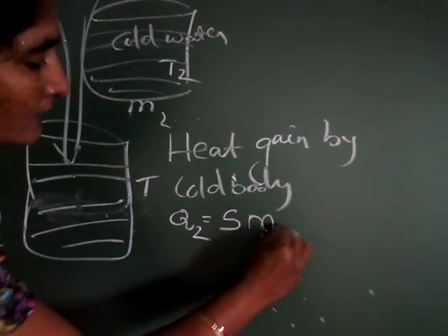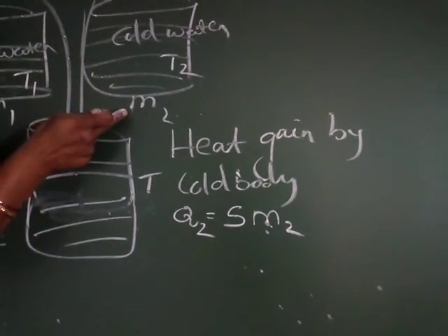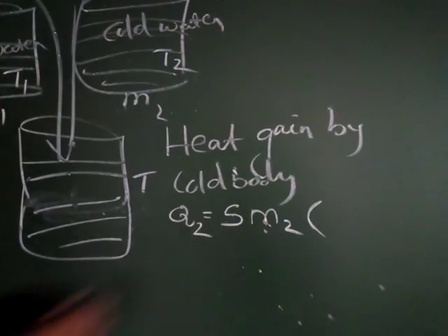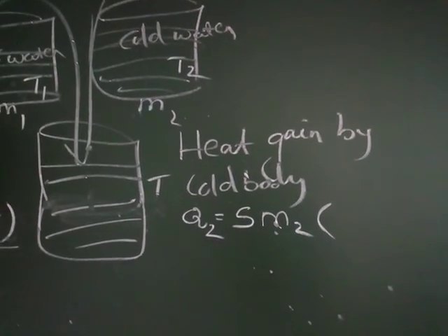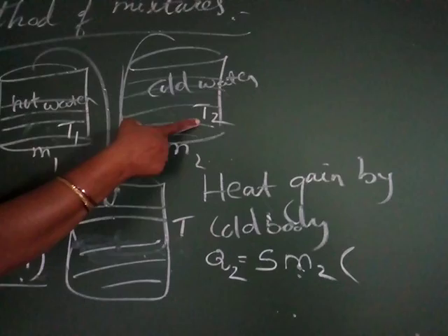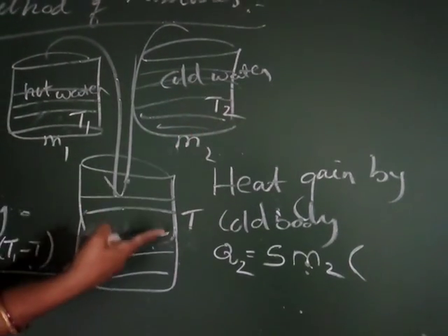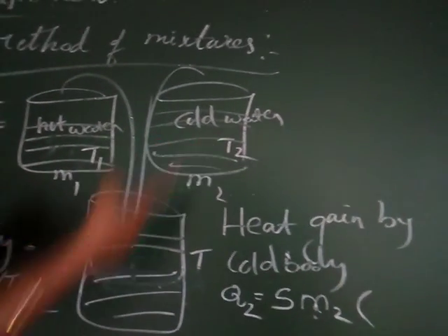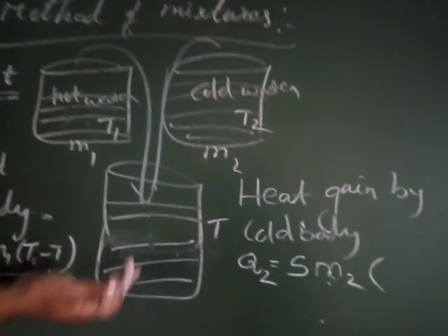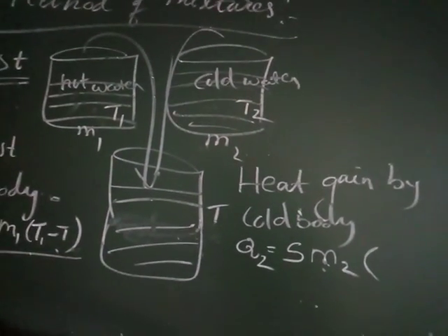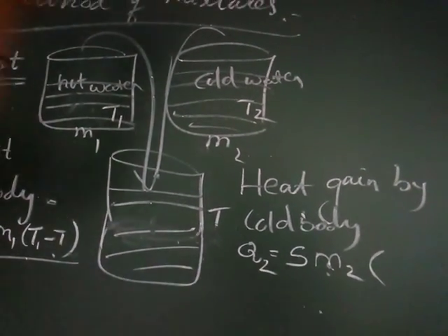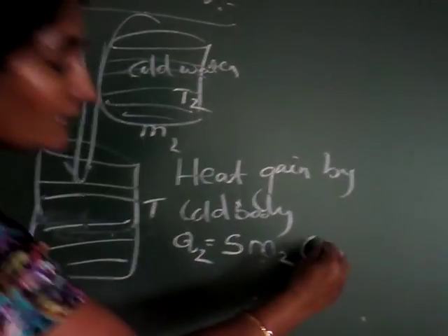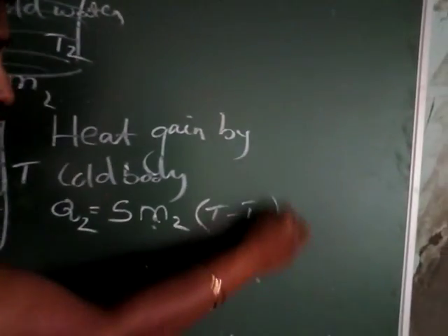And M2 is the mass of the colder body. Already I wrote on the board. You see. And how much is delta T? You should understand here only. T2 is the lowest temperature. T is the highest temperature, because it is rising from T2 to T. Then how much is the difference in this one? T minus T2. Don't get confused here.